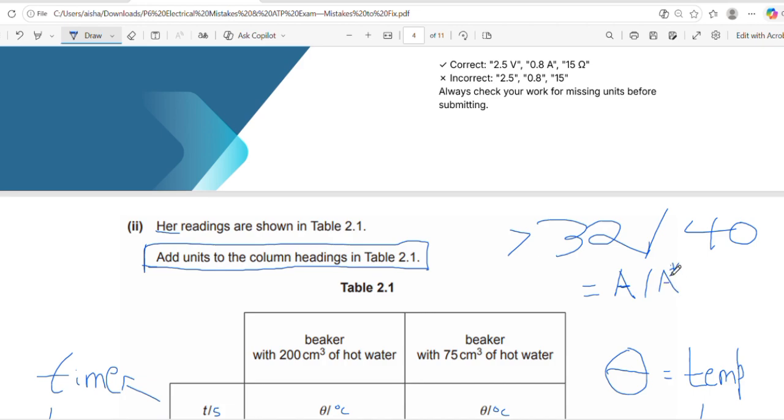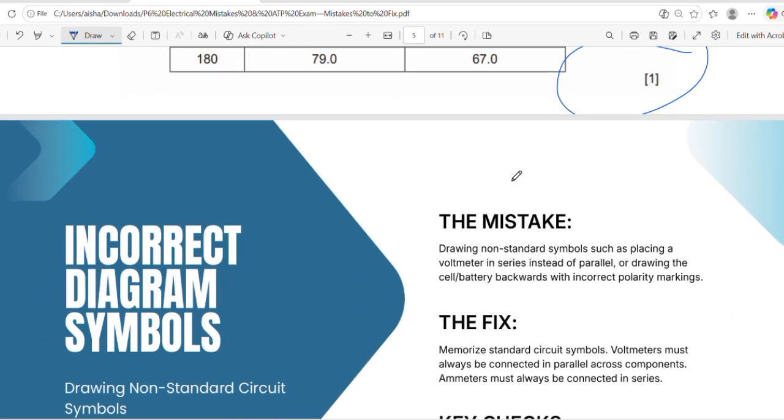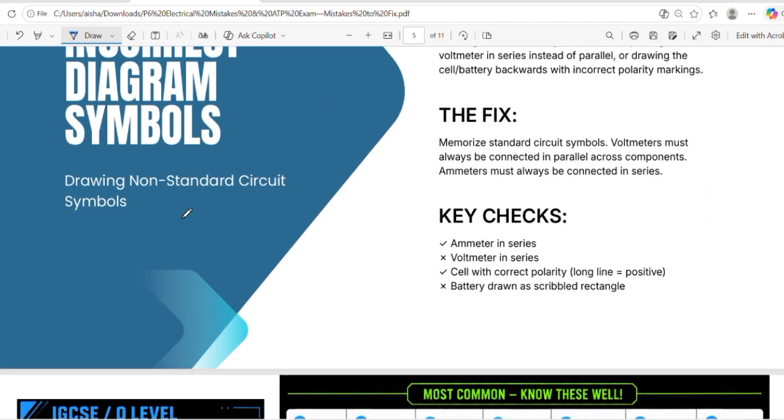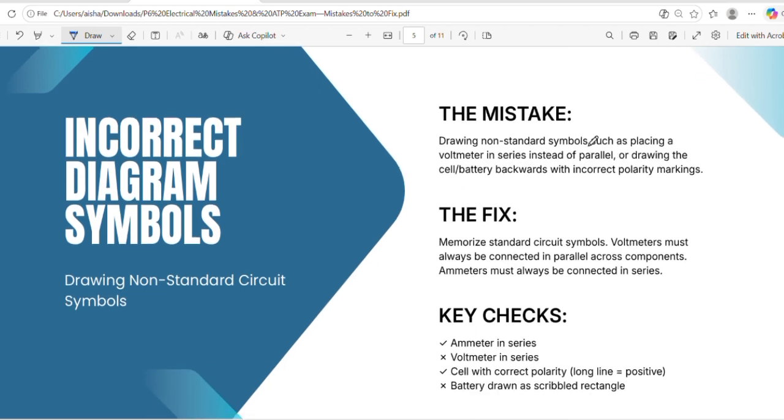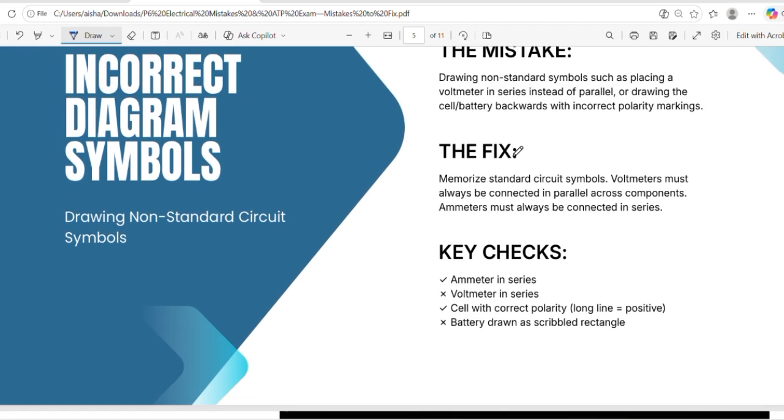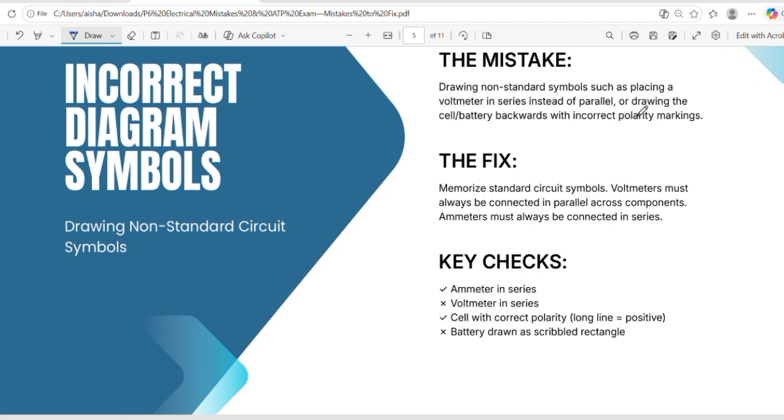Okay, so now the second mistake, incorrect diagram symbols, drawing non-standard circuit symbols. I made a reel about this on Instagram, and the mistake is that they draw non-standard symbols, such as placing a voltmeter in series instead of parallel, or drawing the cell battery backwards with incorrect polarity markings. This is an example. And the fix is to memorize the standard circuit symbols.